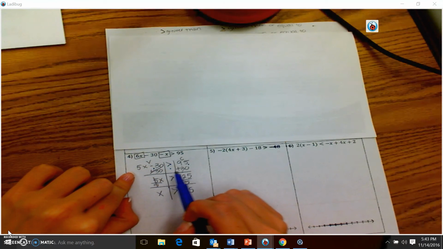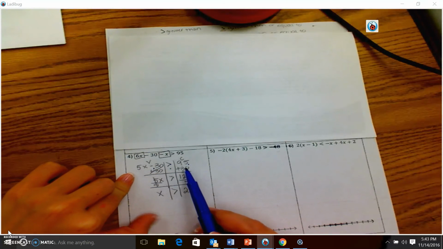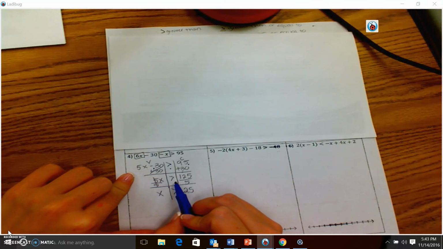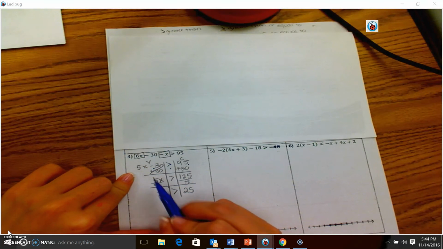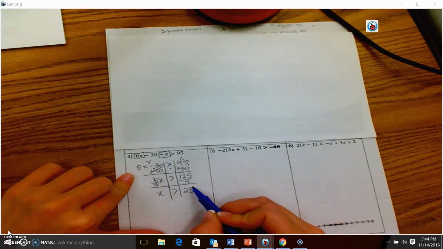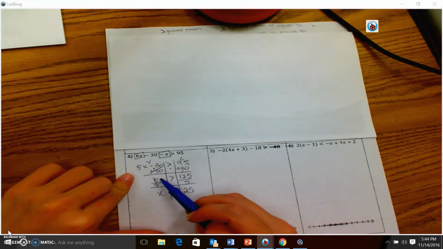And in order to move it over, we have to do the opposite of the negative, which is positive. So add 30. When you add 95 plus 30, you get 125. And then you bring down your 5x. Now, we've officially gotten our variables on one side and our constants on the other. So now we need to get x all alone. And how we do that is we do the inverse operation. If we're multiplying here, what's the inverse?